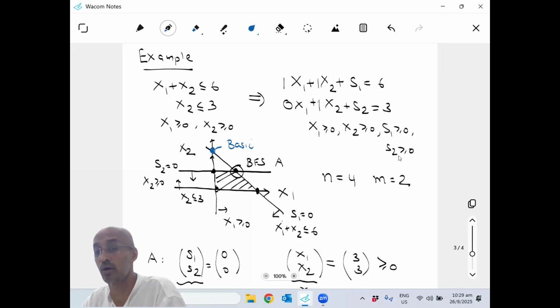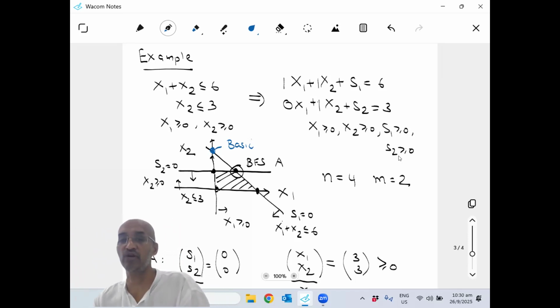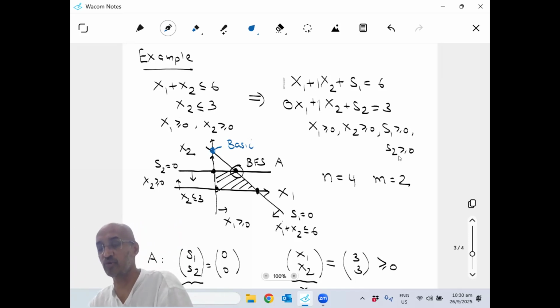But this is not going to be a basic feasible solution because this is going to violate the condition on x2. If I make x1 and s1 equal to 0, x2 is equal to 6. This violates the second condition where x2 cannot go beyond 3. So this is a basic solution where the non-negativity of the slack variable is going to get violated. So you have four basic feasible solutions, one basic solution.